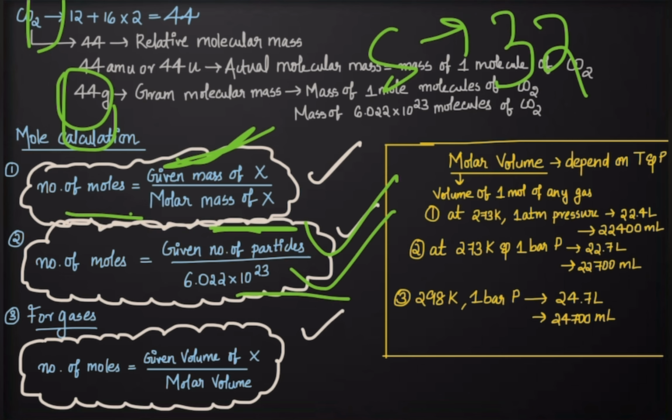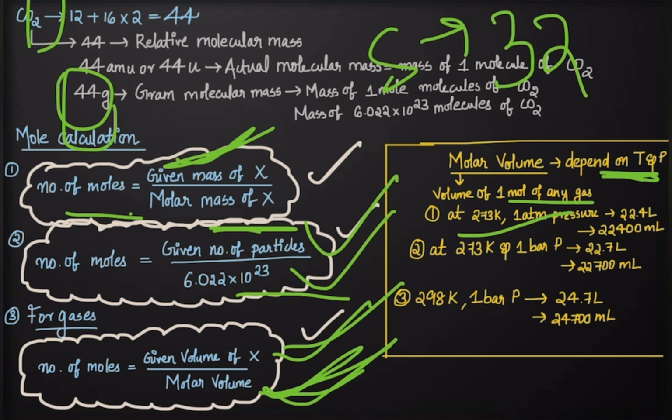For gases, there is another equation. Number of moles is equal to the given volume of the element divided by the molar volume. Molar volume depends on temperature and pressure. Molar volume is the volume of one mole of any gas.